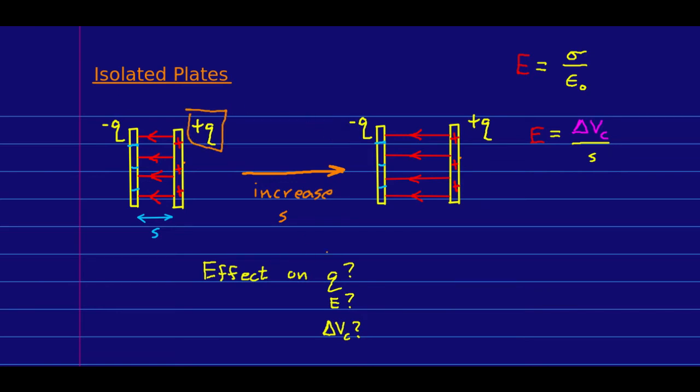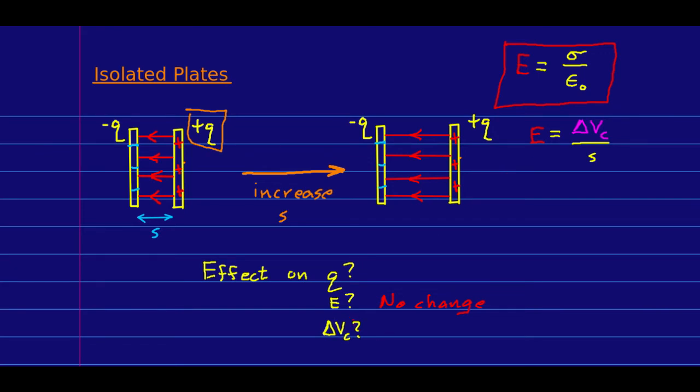So let's think about what happens. Well, we know that increasing the plate separation is going to have absolutely no effect on the charge, because by definition the charges are fixed on the isolated plates. What about the E field inside? Well, we know that for a parallel plate capacitor, as long as the distance between the plates is small compared to the plate size, the E field is just proportional to the surface charge density. Well, we haven't changed the area of the plates, and the charge on the plates is fixed, and so there's no change to the E field magnitude inside the capacitor.